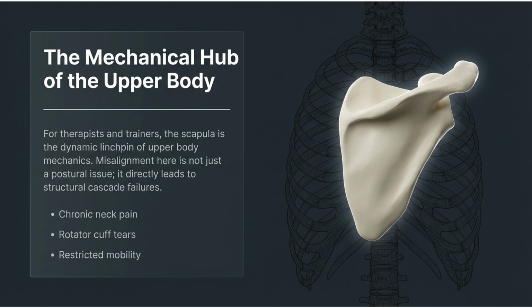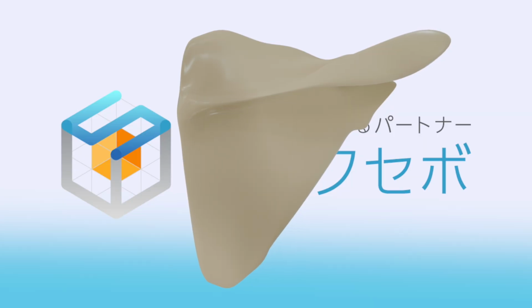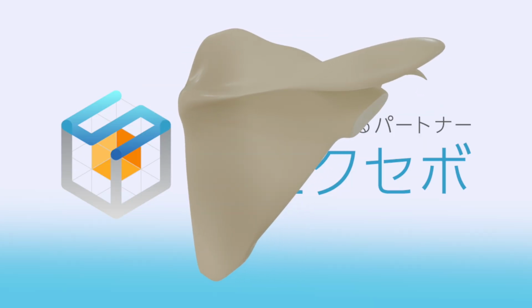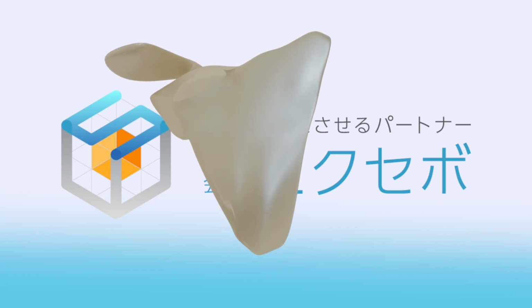Welcome to 3D Anatomy. Today, we are diving deep into the scapula, commonly known as the shoulder blade. For therapists and trainers, the scapula is the mechanical hub of the upper body. Misalignment here leads to chronic neck pain, rotator cuff tears, and restricted mobility. Today, we won't just memorize names, we will visualize them in 3D to elevate your clinical practice and ace your exams.